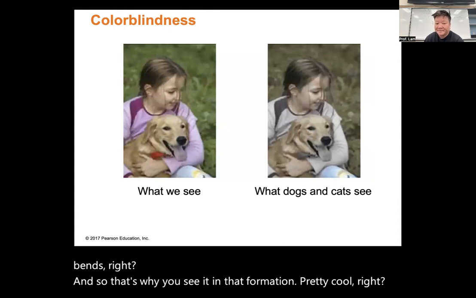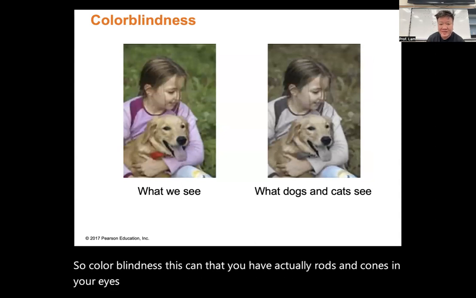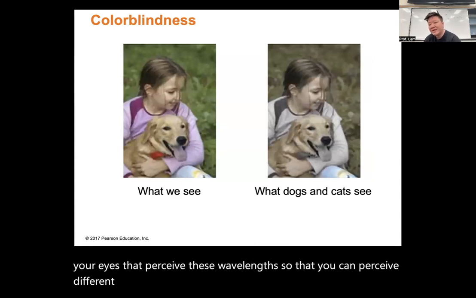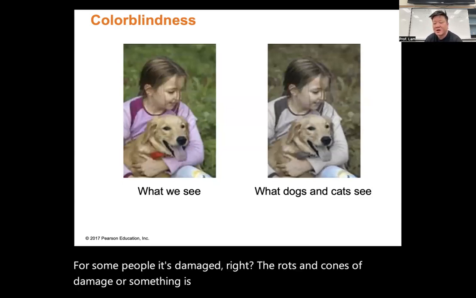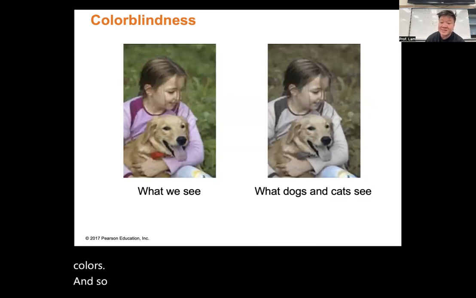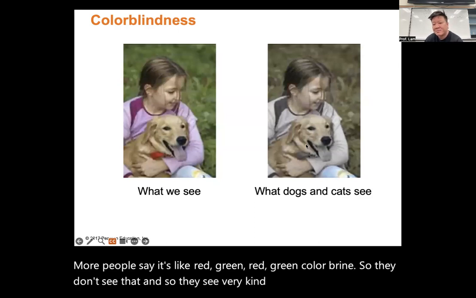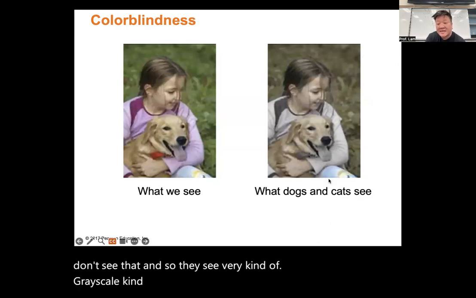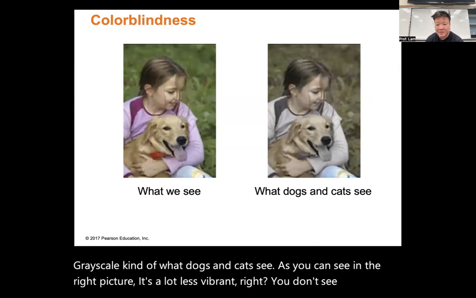So color blindness. You actually have rods and cones in your eyes that perceive these wavelengths so that you can perceive different colors. For some people, it's damaged, right? The rods and cones are damaged or something is missing. And so they're unable to see colors. People say it's like red-green colorblind, so they don't see that. And so they see very kind of grayscale, kind of what dogs and cats see, as you can see in the right picture. It's a lot less vibrant, right? You don't see those red colors.